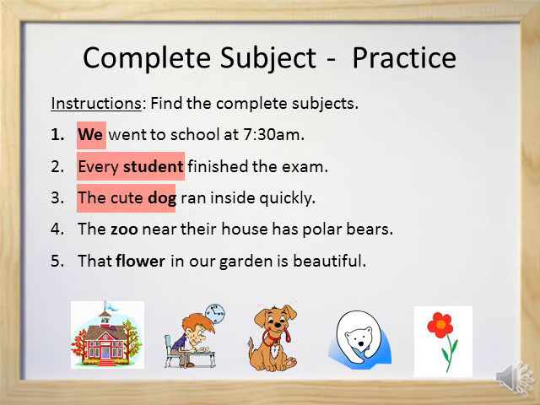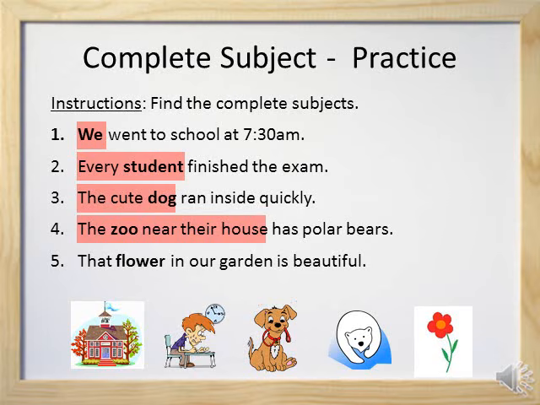Number 4. The zoo near their house has polar bears. What's the action of this sentence? The action is has, or has polar bears. So, who or what has polar bears? The zoo near their house. That's the complete subject. If you remember, the simple subject of this sentence was zoo, because the zoo is who or what has polar bears. But near their house describes or modifies zoo, so that is included in the complete subject.